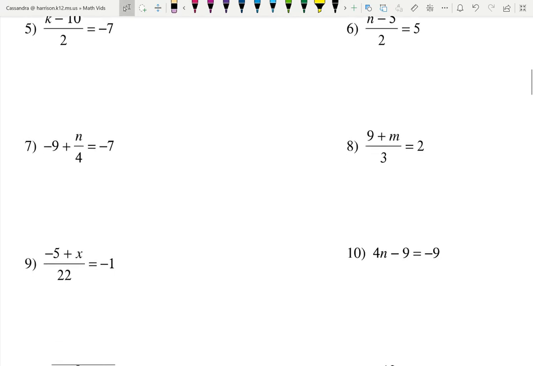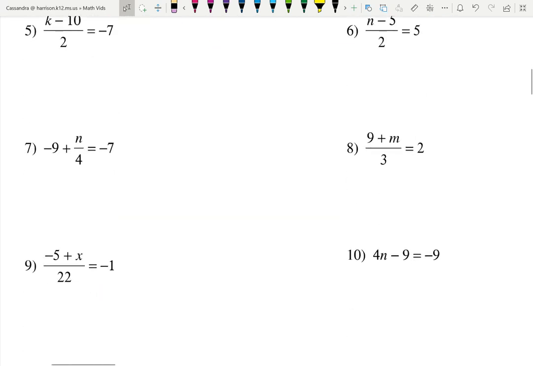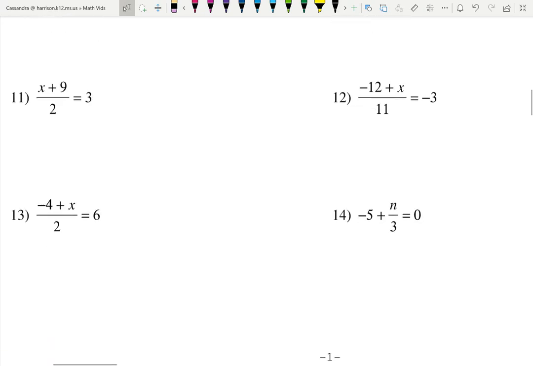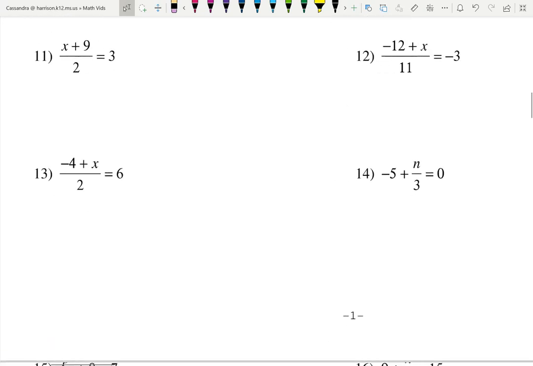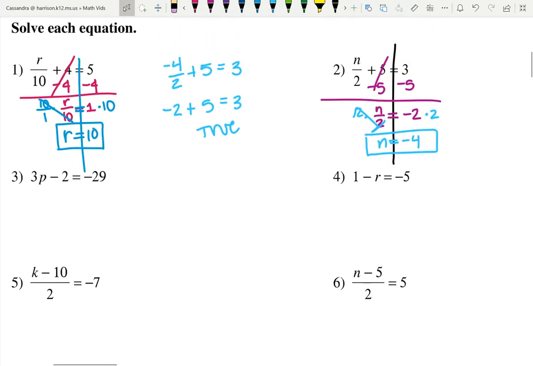So not number 5 and 6. Those are different because in the numerator here, we just had the variable. Now it's the variable and a constant. So we'll save that for another video. But if you recognize 7 like that is similar to that, if you recognize 14 is like that, you can go and start solving those ones.